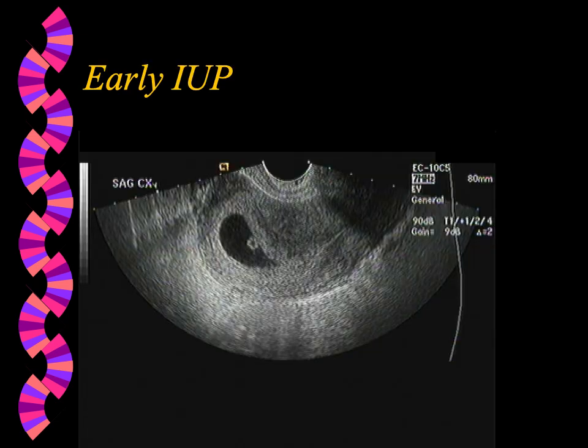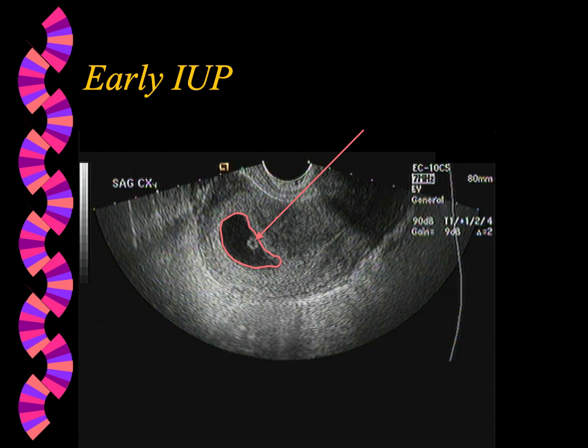This next image is an early intrauterine pregnancy. And this is an anteverted uterus, and the dark sac in the middle is the gestational sac, and that's outlined with the pink line here. And then within the gestational sac, we can actually see a yolk sac, which is shown by the pink arrow.